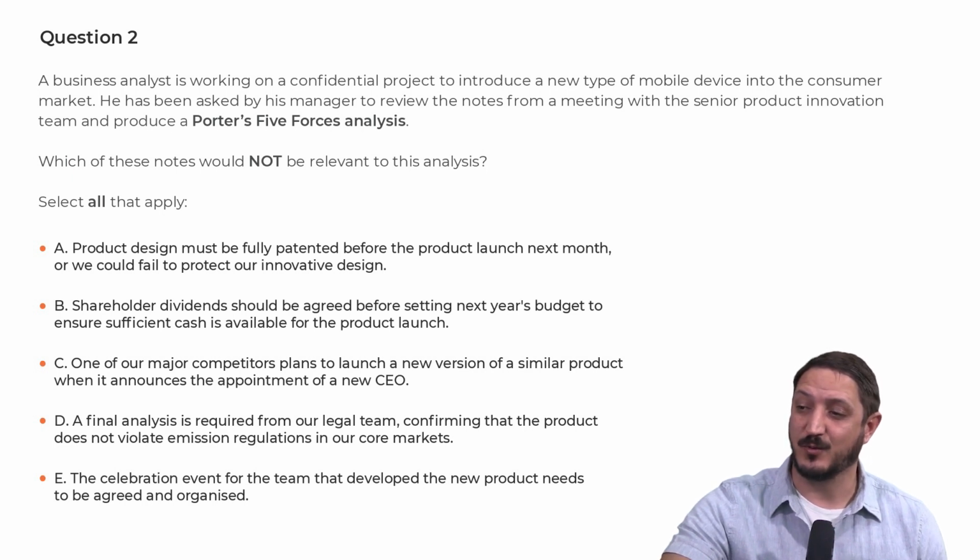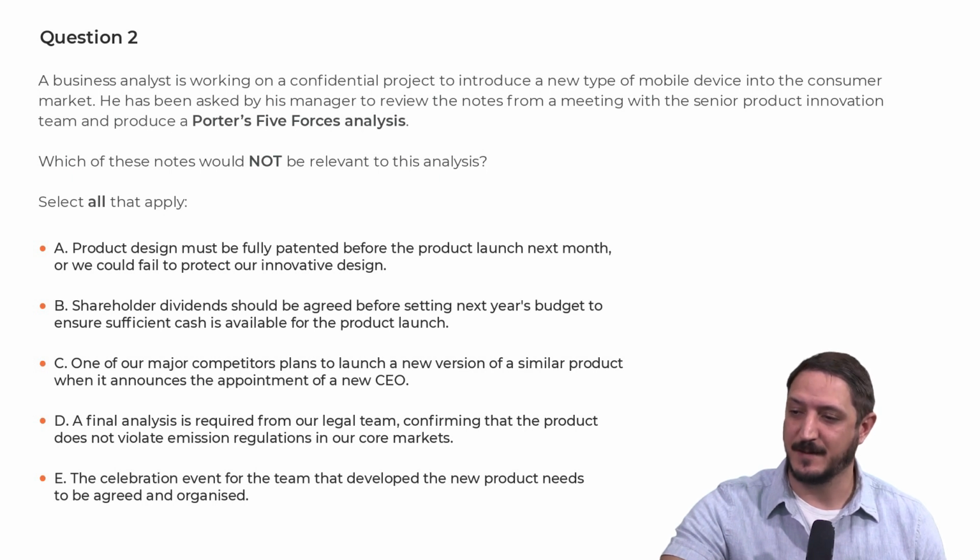So if we look at the first question here, we can say that product design must be fully patented before the product launch next month, or we could fail to protect our innovative design. Now, what we have to do is decide if this is relevant to Porter's 5 forces or not. And if we read this carefully, can you see that this is linked to an external competitive force?